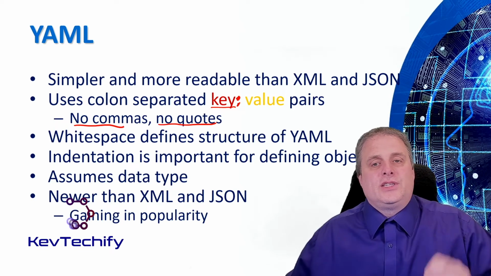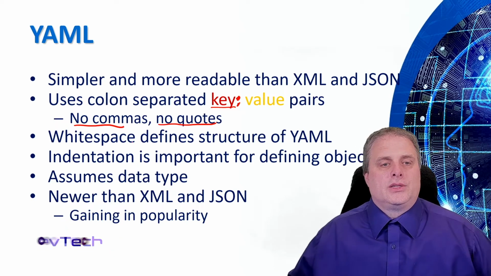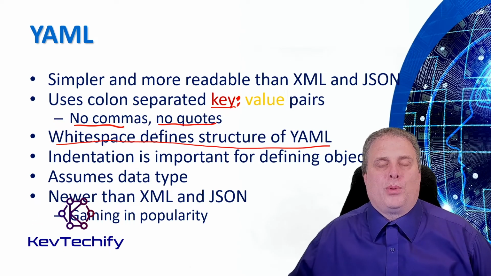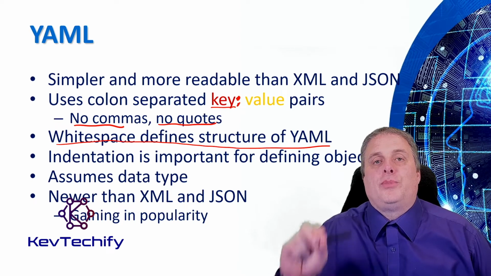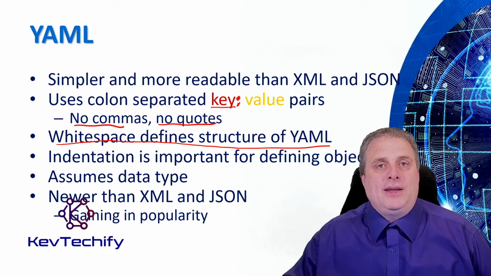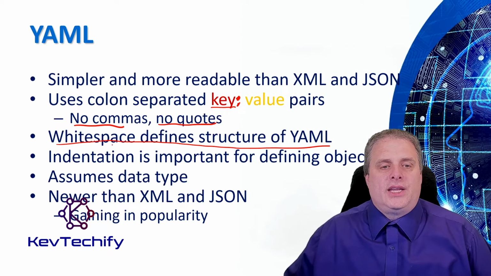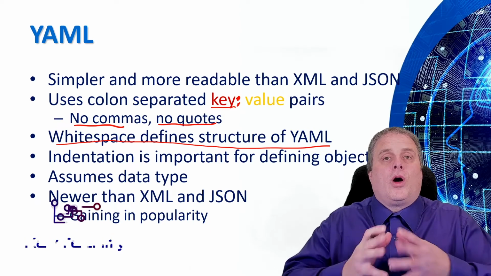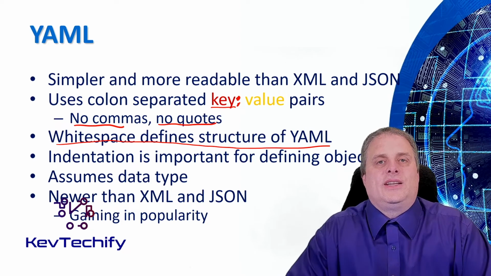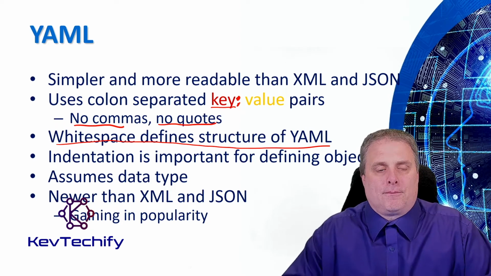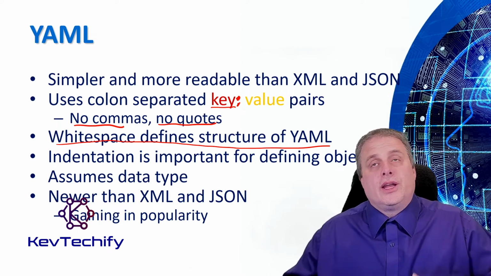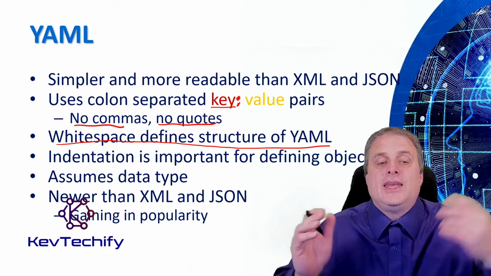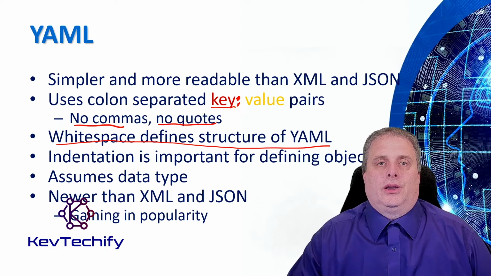One of the big differences of YAML is white space defines the structure. So white space is important. How many spaces you have before you start typing, that's important. Indentation helps us define those objects. YAML also tries to assume what data types you're using, what type of data. YAML is newer than XML and JSON, and by most people's accounts, YAML is gaining in popularity.